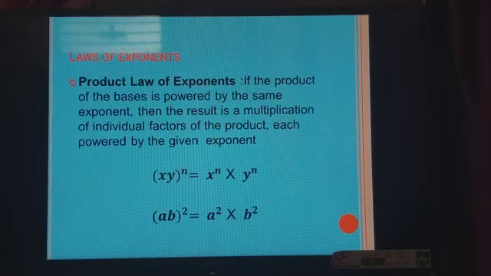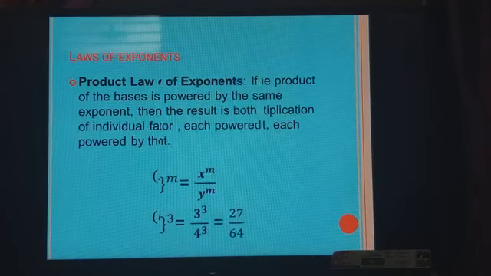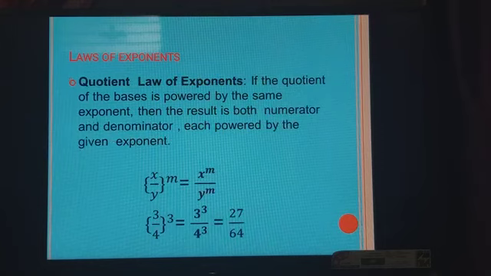So now it is the product law of exponent. If the product of the bases is powered by the same exponent, then the result is a multiplication of the individual factors of the product, each powered by the given exponent. Here the product xy raised to n is equal to the product of x raised to n and y raised to n, that is, ab squared is equal to the product of a squared and b squared.